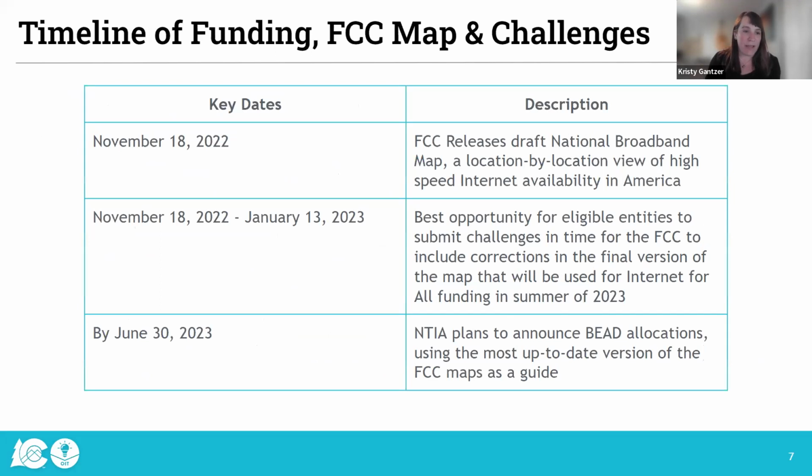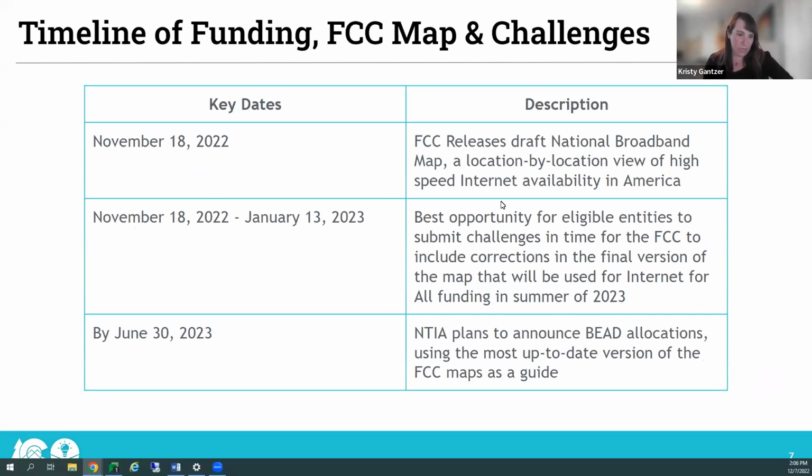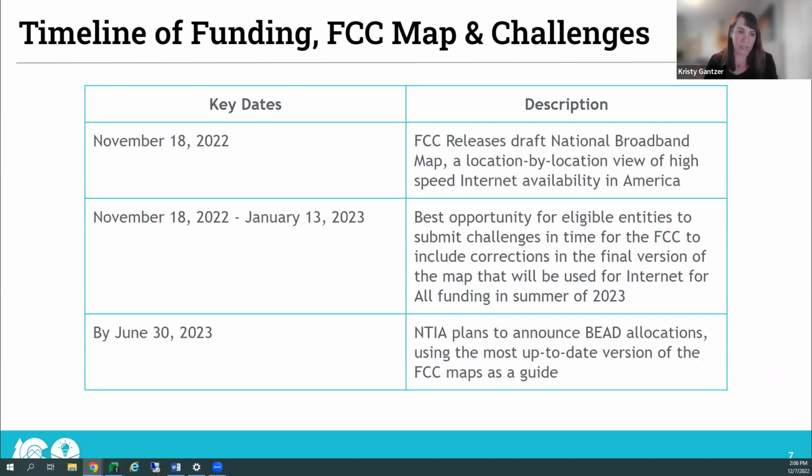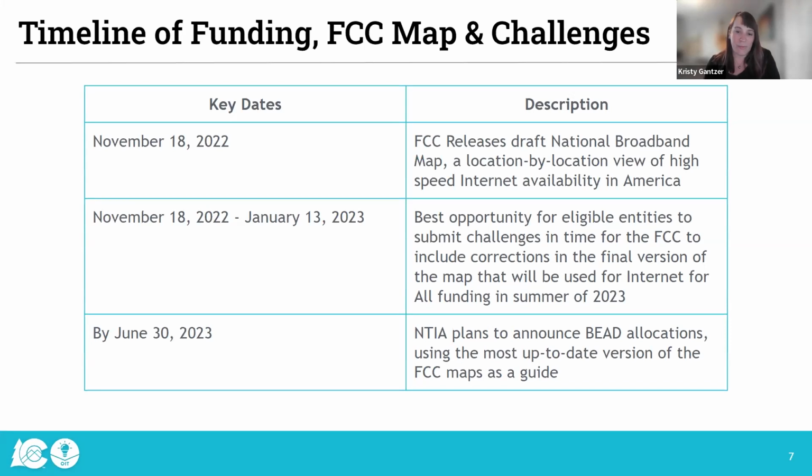Here we can see a timeline of key dates for funding, the map, and the challenge process. The FCC released the map on November 18th. For the next section there, the FCC is accepting challenges on a rolling basis, but they do recommend submitting challenges by January 13th of next year in order for the data to be incorporated into the data set that they will be using for the funding allocations for BEAD. And then finally, the NTIA plans to announce state BEAD allocations by June 30th of next year based on the most up-to-date FCC map.